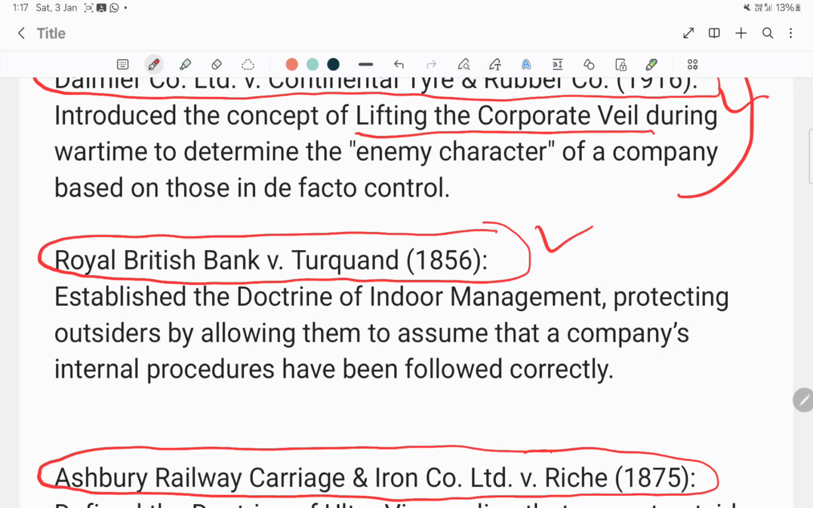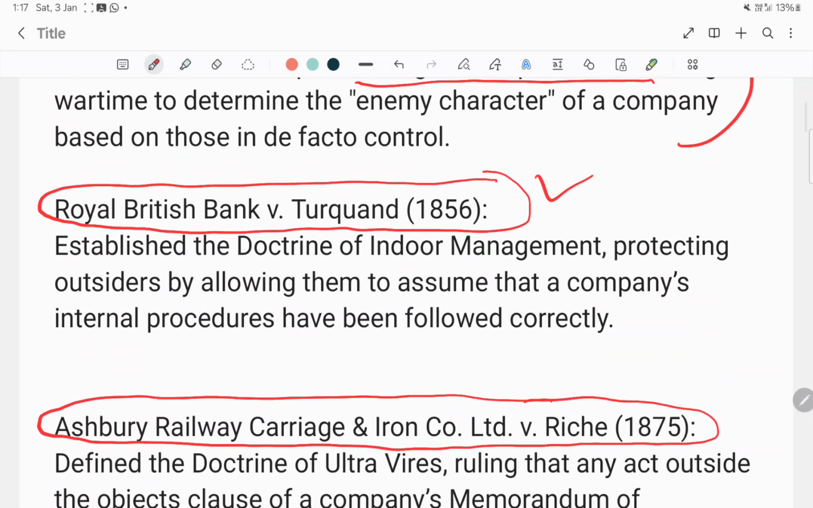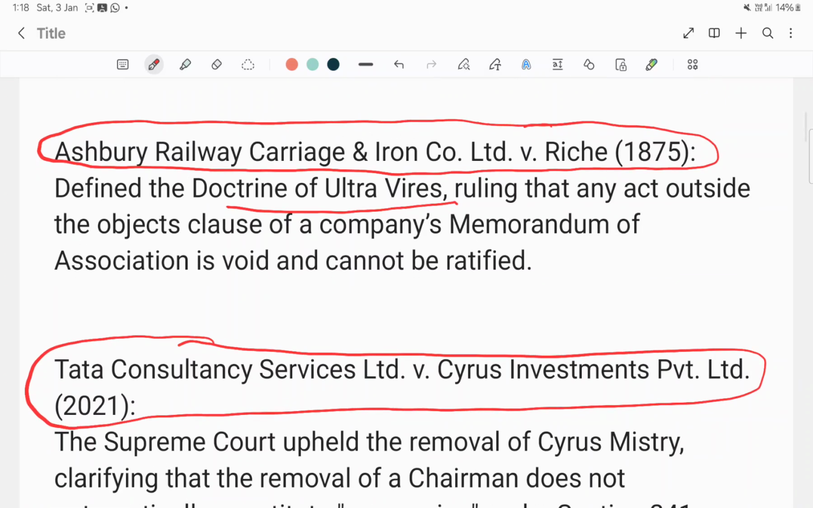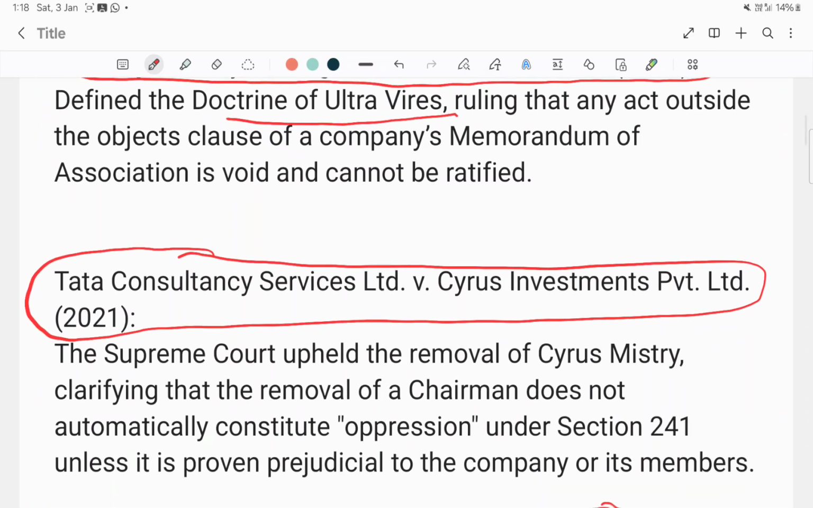Thereafter, Royal British Bank versus Turquand established the doctrine of indoor management, protecting outsiders by allowing them to assume that the company's internal procedures have been followed correctly. Thereafter, Ashbury Railway Carriage and Iron Company Limited versus Riche defined the doctrine of ultra vires: if anything is done outside the purview of the memorandum of association, it is considered void and cannot be ratified even by a special resolution. That act may be considered ultra vires.